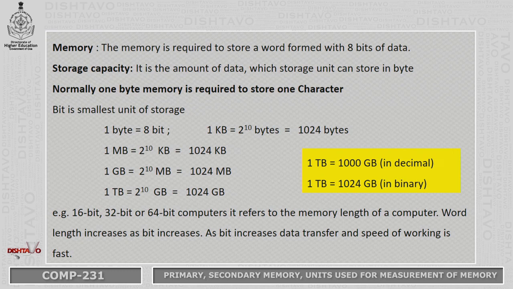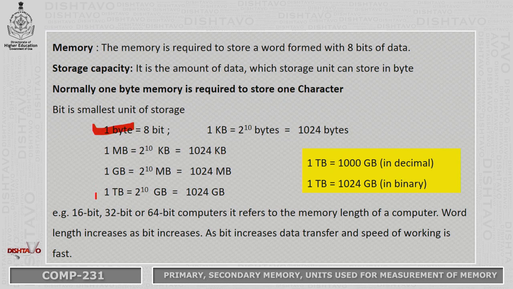So as we discussed, bit is the smallest unit of the memory. It may be asked in objectives also. So here we will discuss some conversions. 1 byte is equal to how many bits? 1 byte is equal to 8 bits. 1 megabyte is equal to 2 raised to 10 KB, or it is equal to 1024 KB.